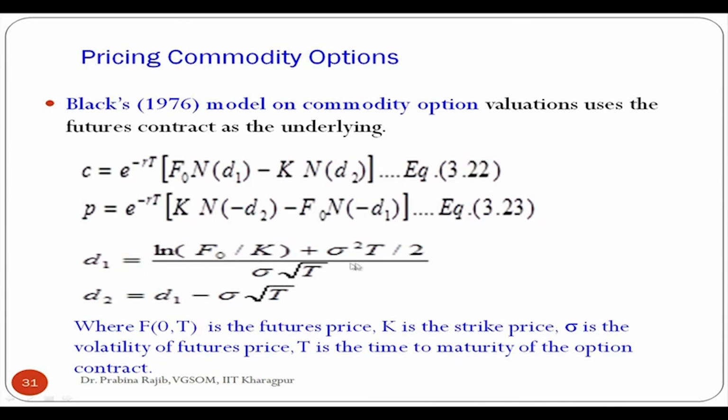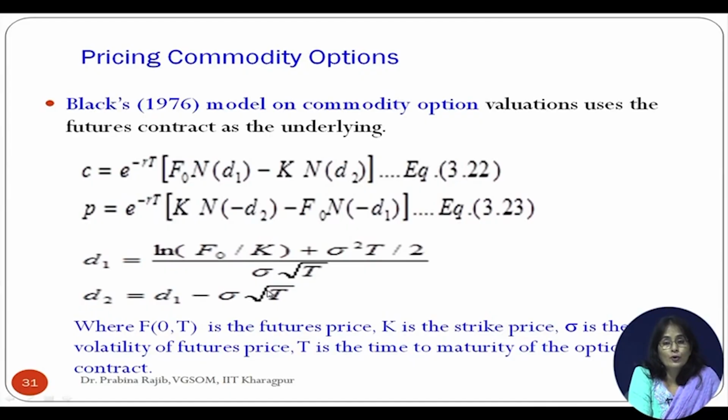So accordingly, your d1 and d2 have been defined. So ln F0 by K plus sigma square T by 2. This formula can be used for valuation of European commodity options with commodity futures as underlying. As I said, because commodity options are yet to be started in Indian exchanges, we are not going into much detail on the actual valuation of these commodity option contracts using real life data.